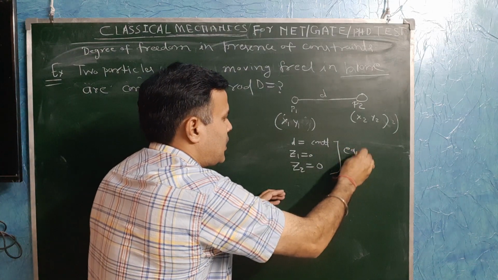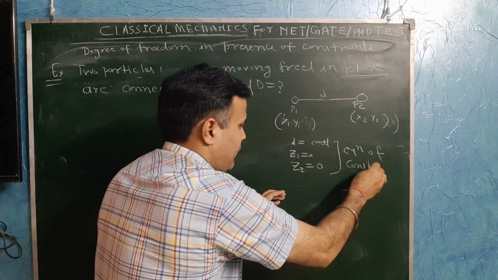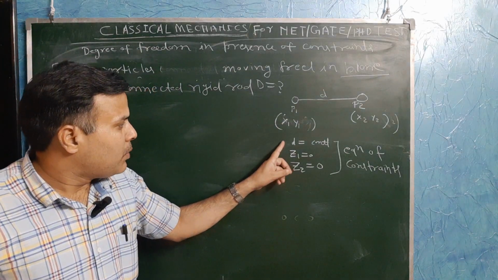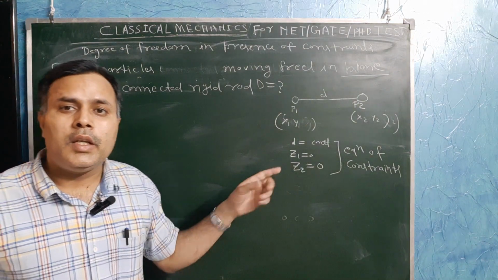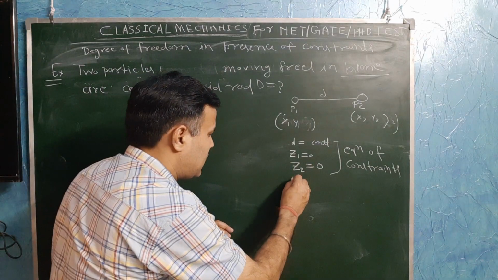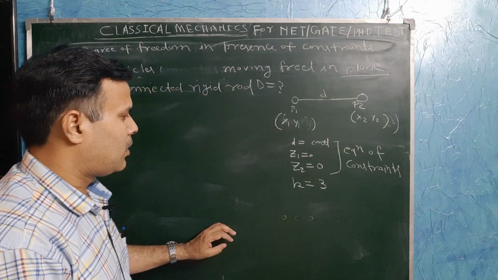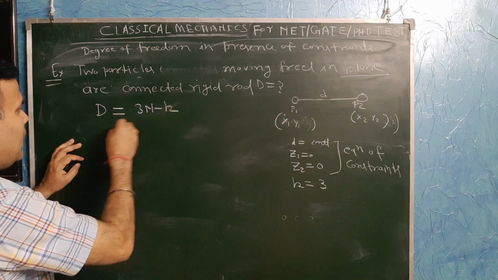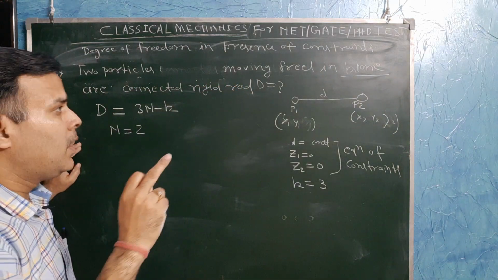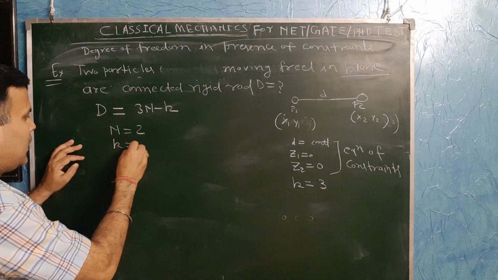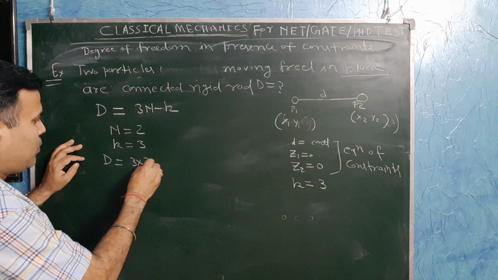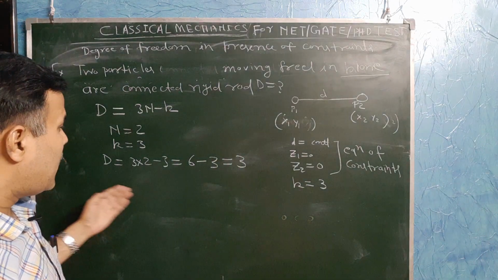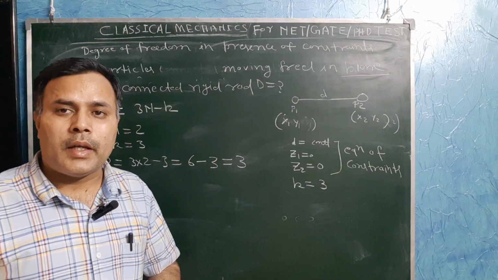Now this is the equation of constraints, which are present in our system, or which are present in this example. So how many equations of constraints? 1, 2 and 3. So there are 3 equations of constraints present in this example. So we can write K is simply the number of equations of constraints present in the system. So K is simply 3. And degree of freedom is simply 3n minus K. N is 2, because two particles are moving freely in a plane, connected by a rigid rod, and K is 3. So degree of freedom is simply 3 into 2 minus 3. So 6 minus 3, which is 3. Now we have only 3 independent ways the particle can have motion.